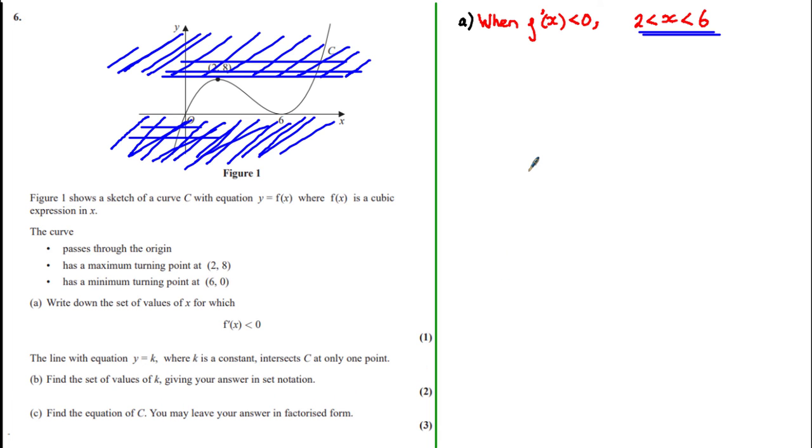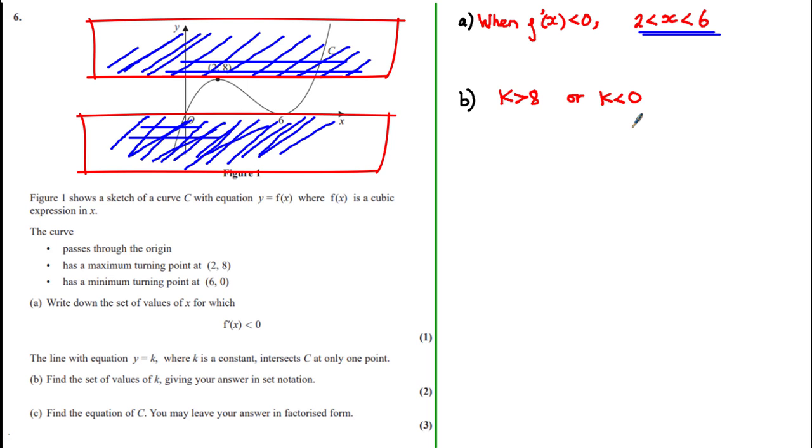First, I like to start with just writing it as a simple interval as follows: the set of values of k that are strictly greater than 8 or values of k that are strictly less than 0. It's a disjointed interval, as you can see on the shaded diagram, hence why we're using or and not and.